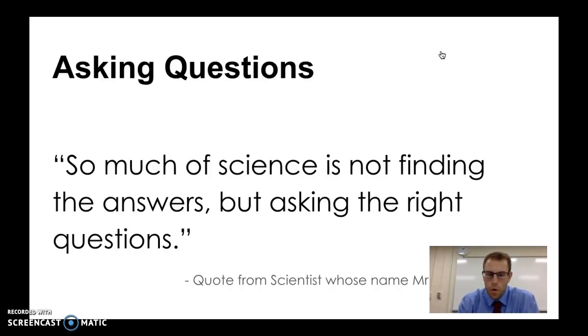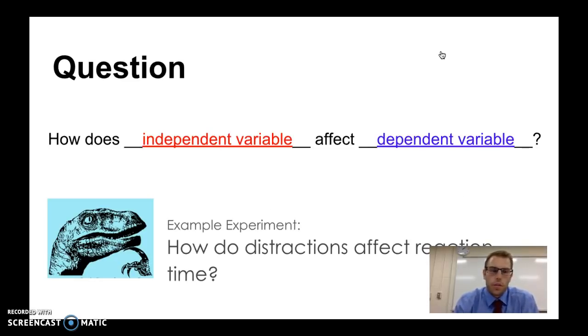This is one of my favorite quotes about science. It was something that I heard in college. I forget the name of the scientist who said it, but I remember the quote. And it was, so much of science is not finding the answers, but asking the right questions. It always starts with a question.